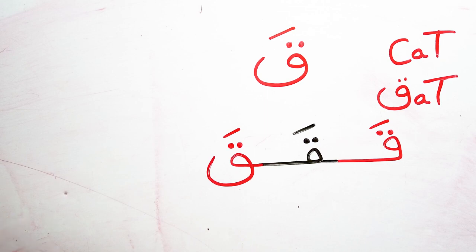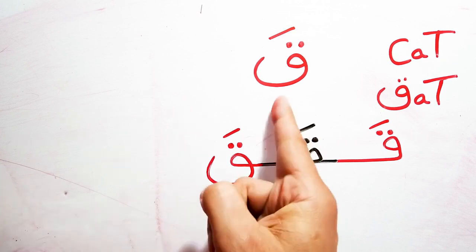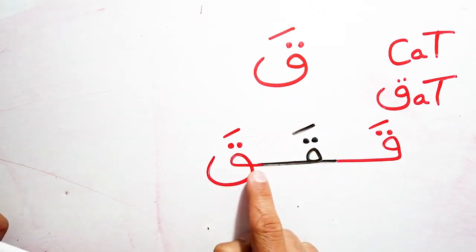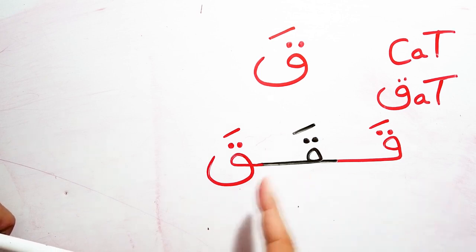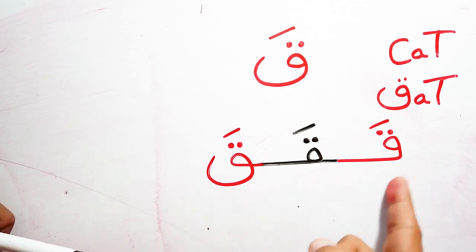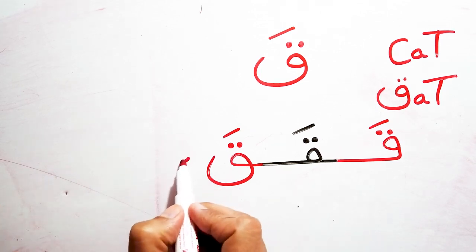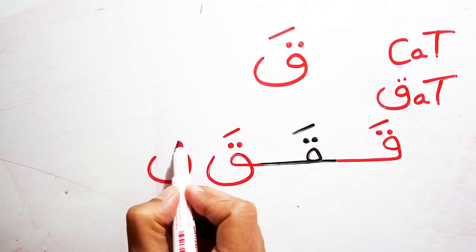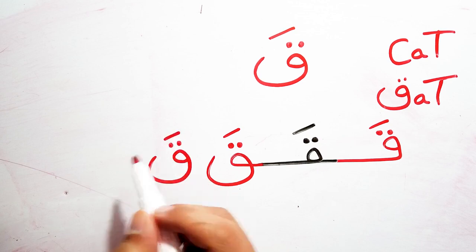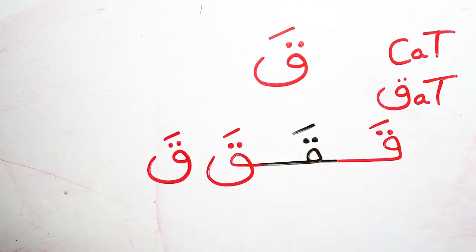Qa in the end of the word is the same one like this, just we add this line here. We have another shape of qa when it is in the end of the word. When it is separated, it's equal to this one.